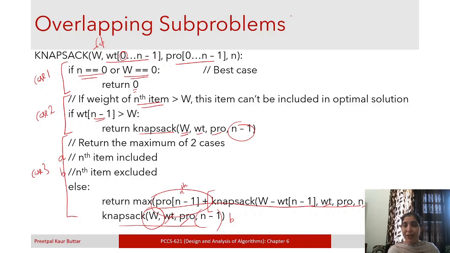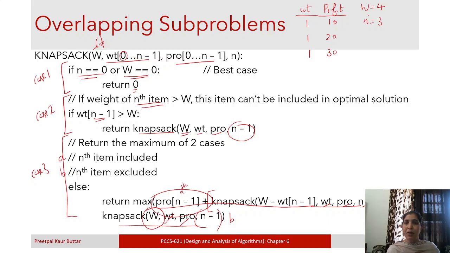Let us look at the recursion tree this simple solution is giving us. Let us say that you have 3 items. The weight of each item is 1, and you also have some profit associated with each item. So let us say the profit is 10, 20 and 30. And the capacity of the knapsack is 4. Number of items are 3.